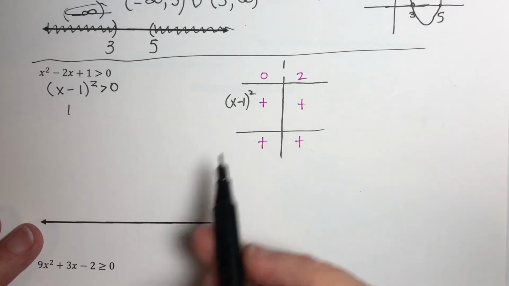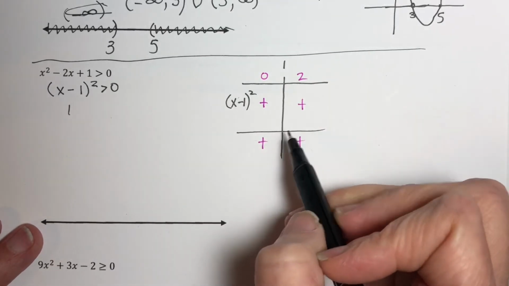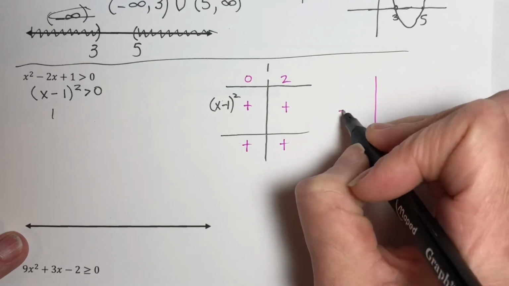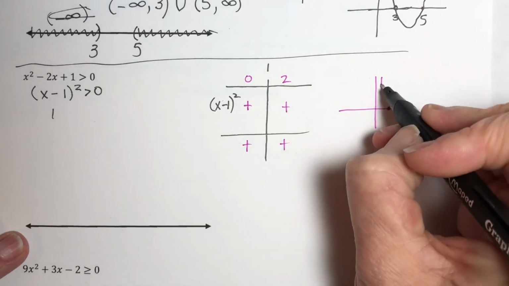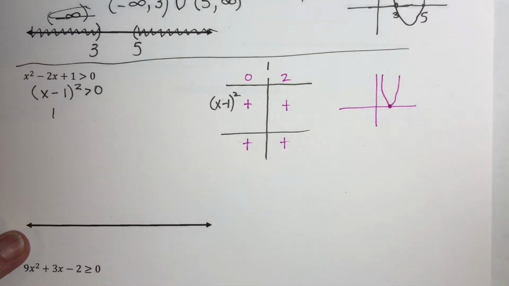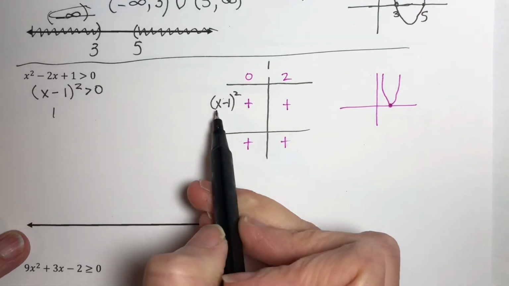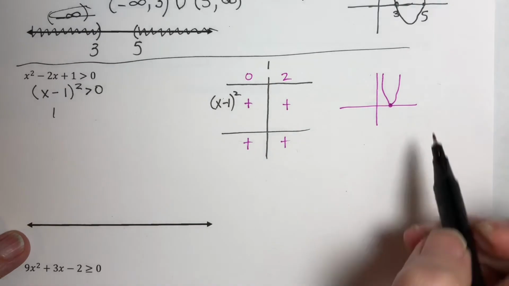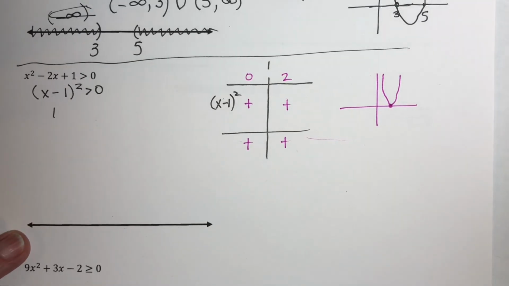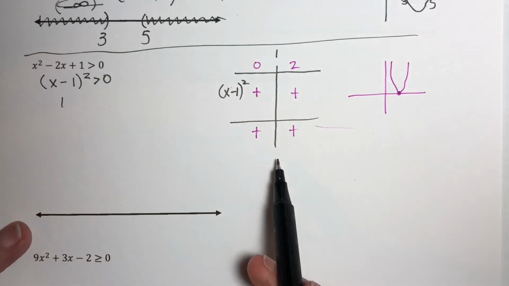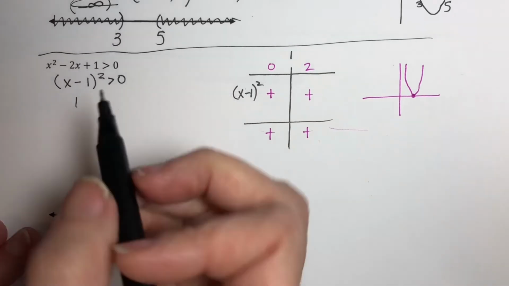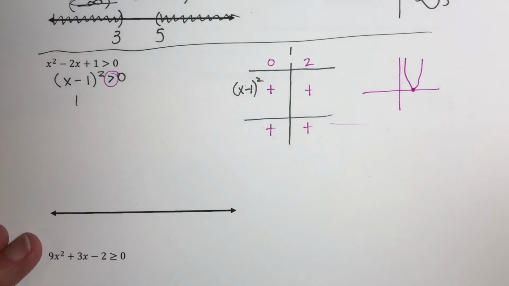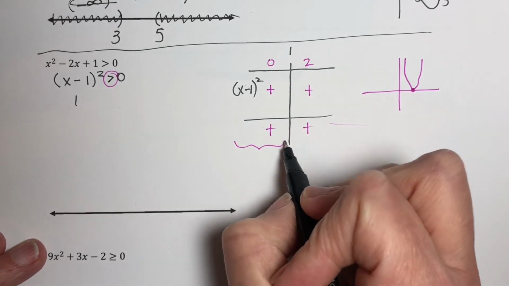Okay, so what have I found? If I think of it as a graph, I know I have an x-intercept at 1, but it's positive on either side, so it just touches and goes up. If that was a 0 of multiplicity 2, it doesn't cross the x-axis, it touches. But what does this mean for our answer? Well, first of all, are we looking for this thing to be positive or for it to be negative? We want it to be greater than 0, so we're looking for positive answers, which are here and here.